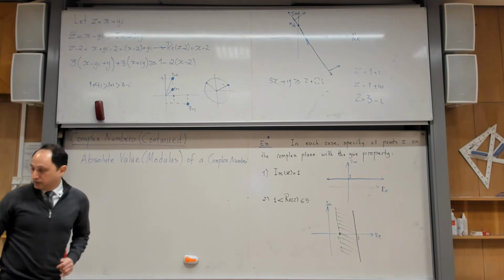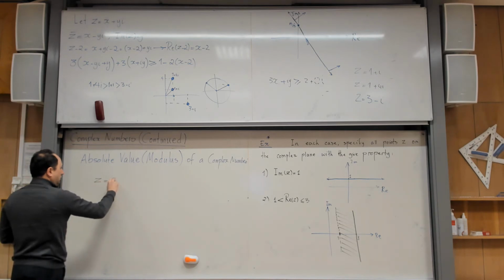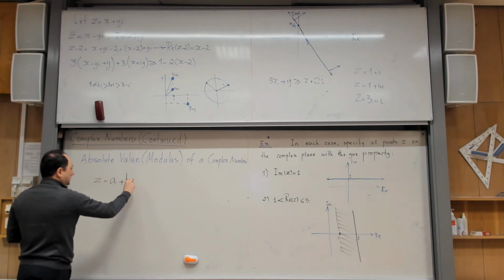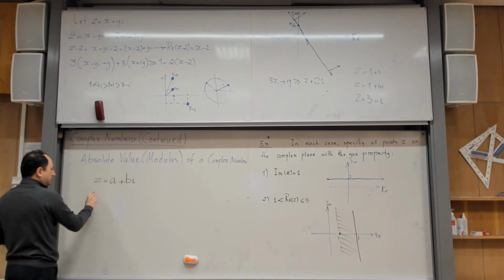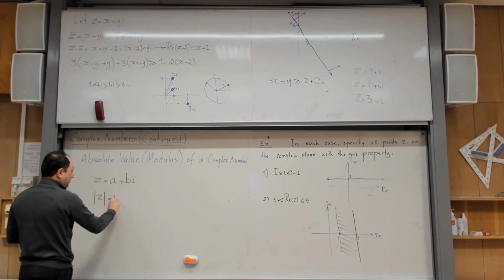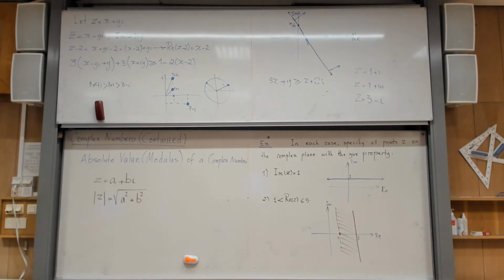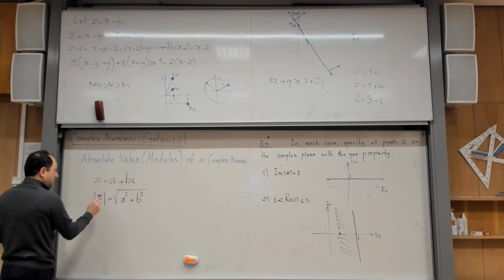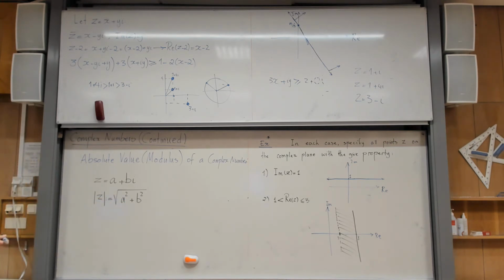So assume that you have a complex number z. The real part is A, the imaginary part is B, and then I want to talk about the absolute value. So that is denoted exactly as before. Then I define it to be the square root of the real part to power 2 plus the imaginary part to power 2. So that is the definition. In principle, I have to put a semicolon here. It means the absolute value of z is defined to be equal to this.